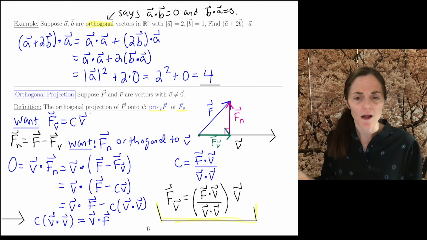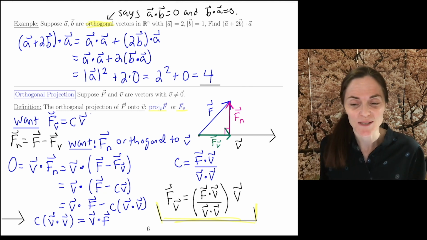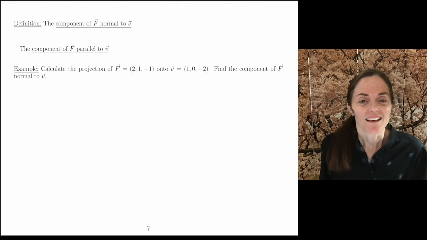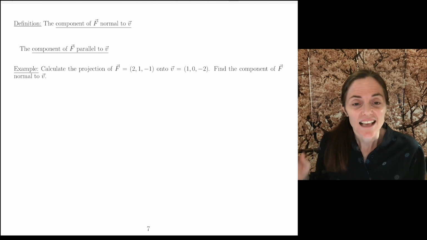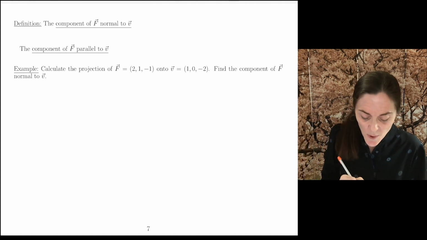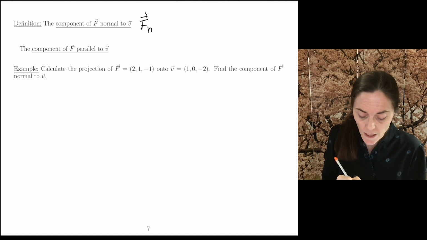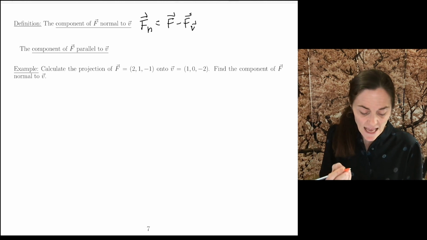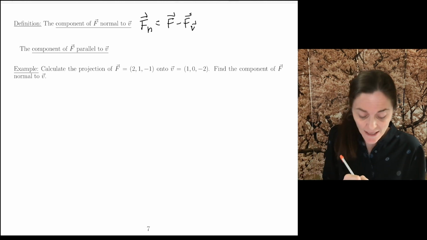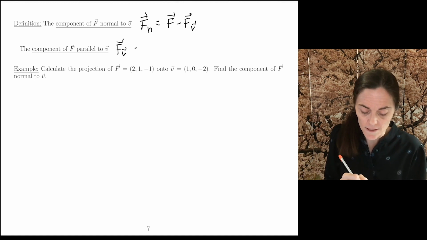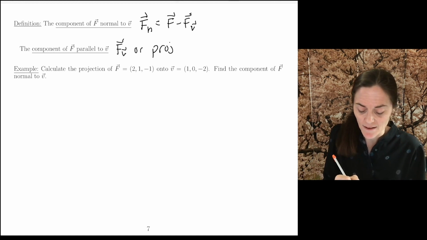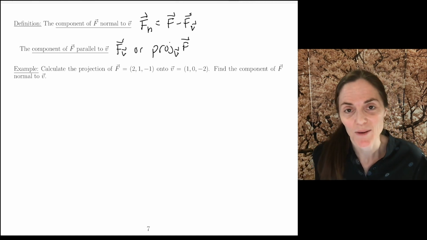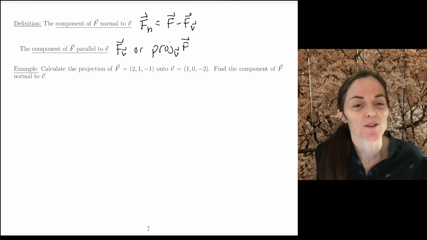Now, there's a little bit more terminology here for FV and FN, so I will just mention that, then we'll do an example. FN is the component of F normal to V, and it's F minus FV, this projection. The component of F parallel to V is this FV. You might also see it called the projection onto V of the vector F. This is just some language that you might see in our text, also in future courses.